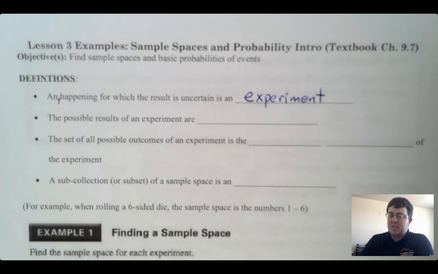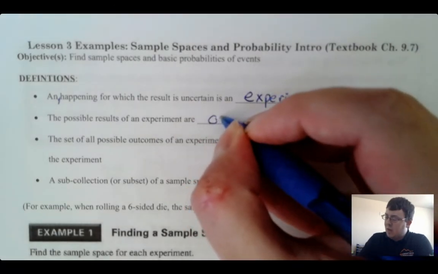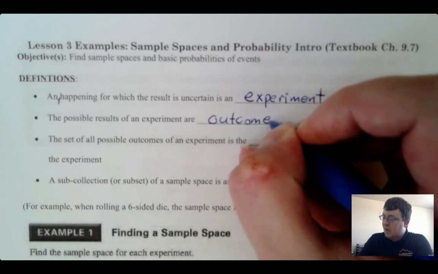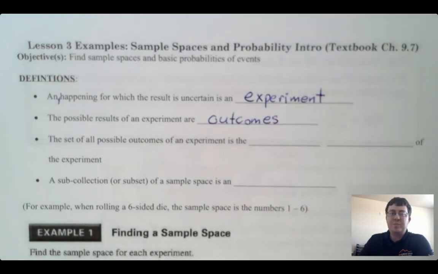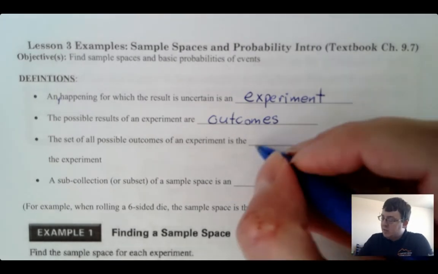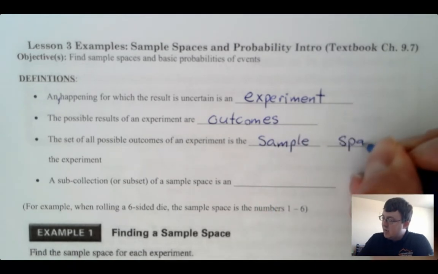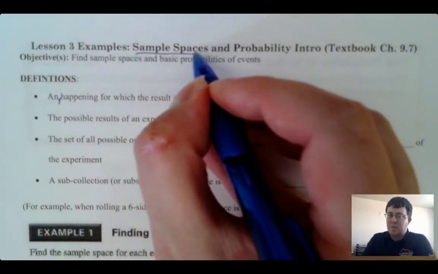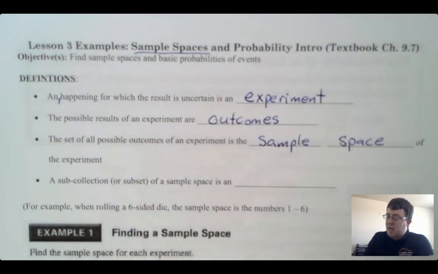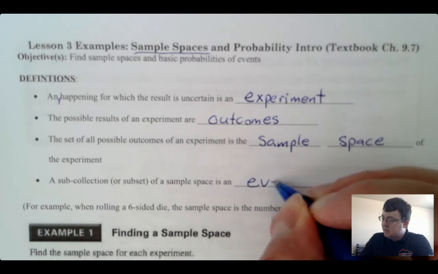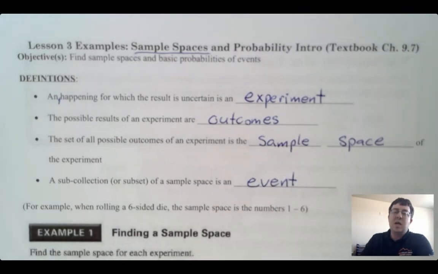The possible results of these experiments, I'm going to be using the word outcome for those. They're outcomes of the experiment. The set of all possible outcomes of an experiment, so all the different outcomes that could happen, is the sample space of the experiment. And that is part of our lesson. We're going to be talking a lot about sample spaces today. And then a subcollection or a subset of a sample space is an event. Say we're flipping 2 coins and we want the event to be, do I get a heads? Do I get 2 heads in a row, etc.